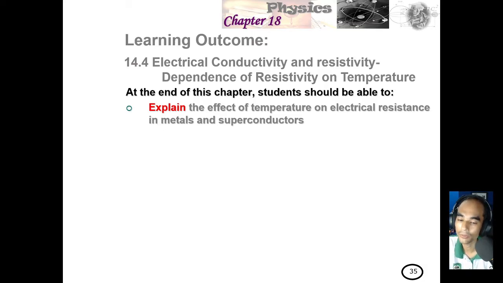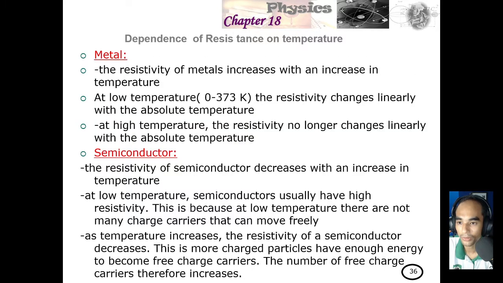Okay, we're going to find out microscopically what happens to the atoms inside the conductor. One is when we have a metal over here, a standard conductor. The resistivity of a metal increases with increased temperature. At low temperature, 0 to 373 Kelvin, the resistivity changes linearly with the absolute temperature. At high temperature, the resistivity no longer changes linearly with the absolute temperature.